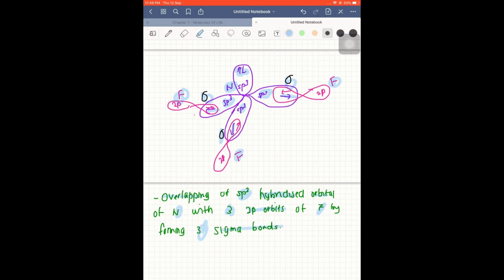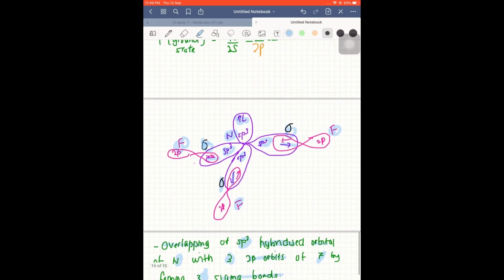Do you notice that there are 3 sigma bonds? The sigma bonds must be labeled.